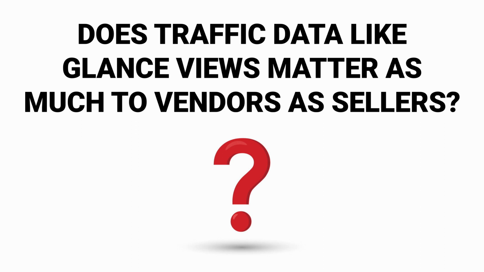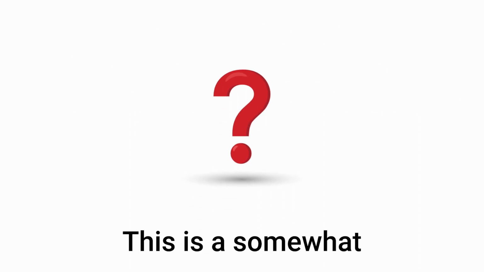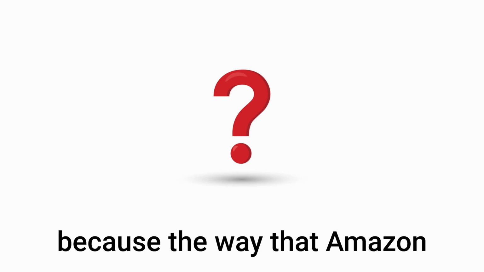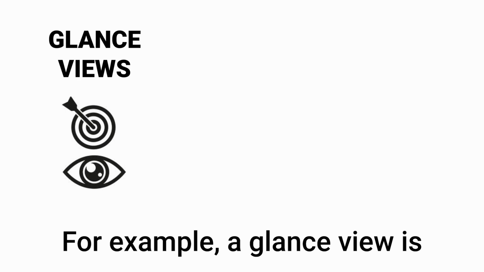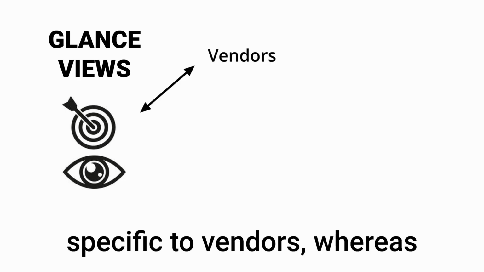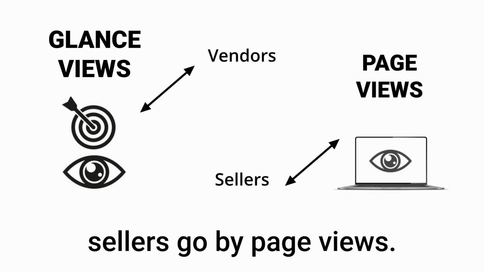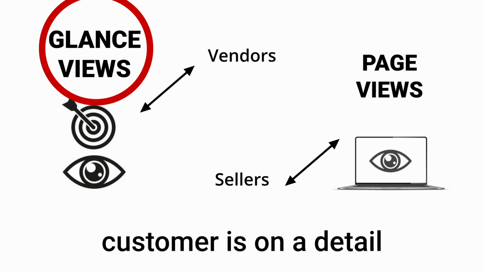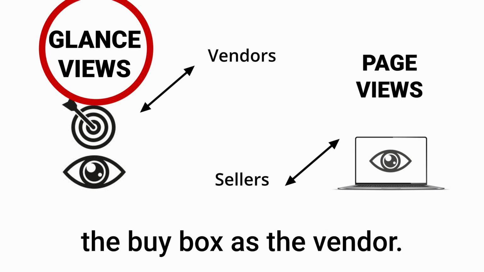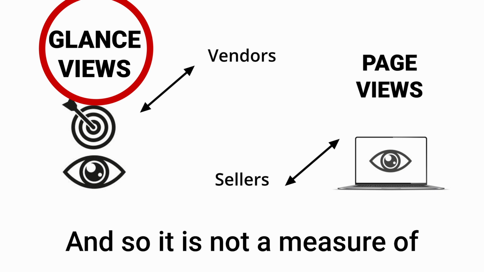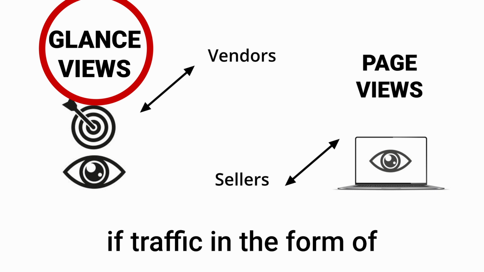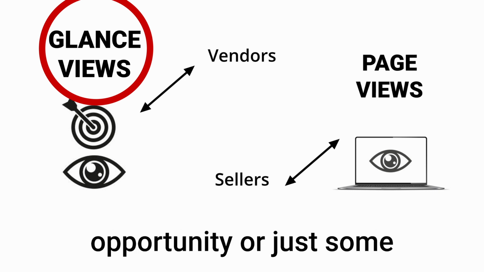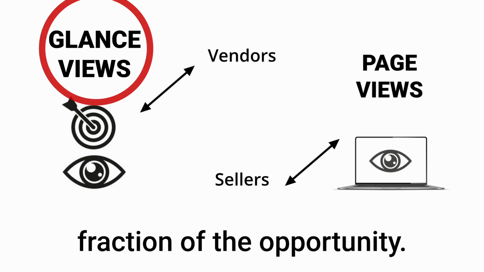Does traffic data, like glance views, matter as much to vendors as sellers? This is a somewhat complicated question because the way that Amazon measures traffic is different for sellers and vendors. For example, a glance view is specific to vendors, whereas sellers go by page views. A glance view is if a customer is on a detail page when you are winning the buy box as the vendor, and so it is not a measure of total traffic to the detail page. As a result, it's not clear if traffic in the form of glance views is the total opportunity or just some fraction of the opportunity.